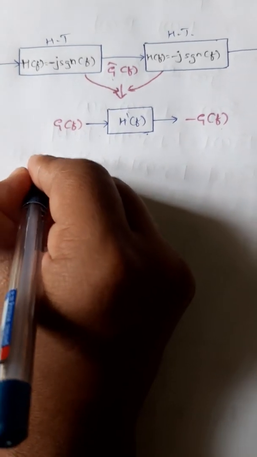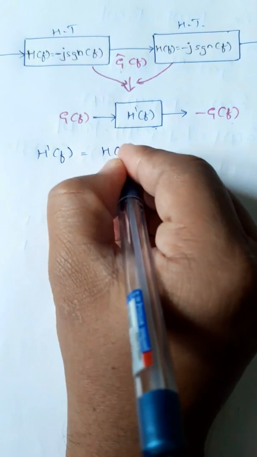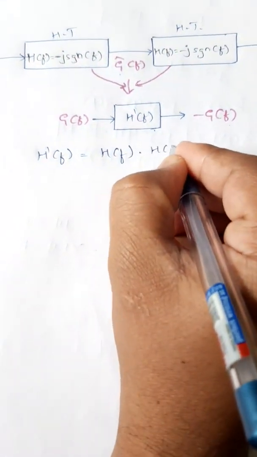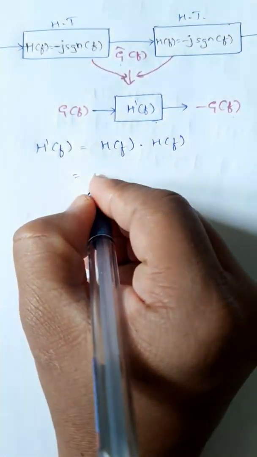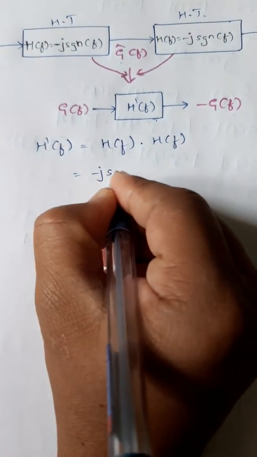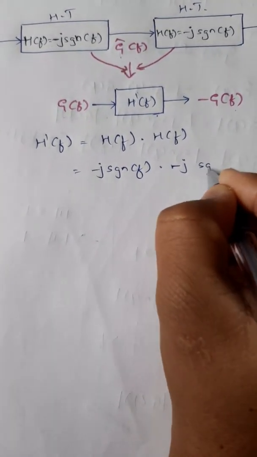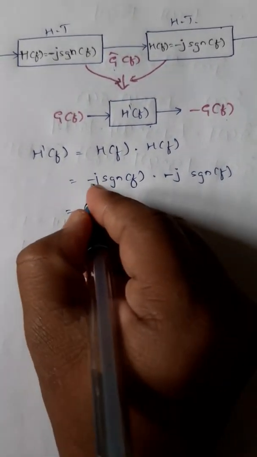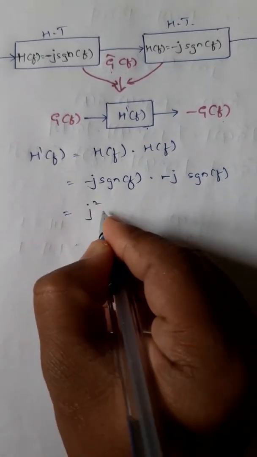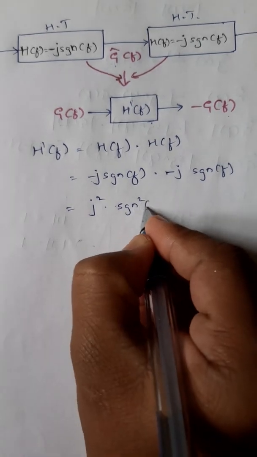To do that, let me first find what h prime of f is. It is the multiplication of these two, h of f into h of f. What is h of f? It is minus j signum of f, into minus j signum of f. So minus j into minus j is j square, and signum f into signum f is signum square of f.